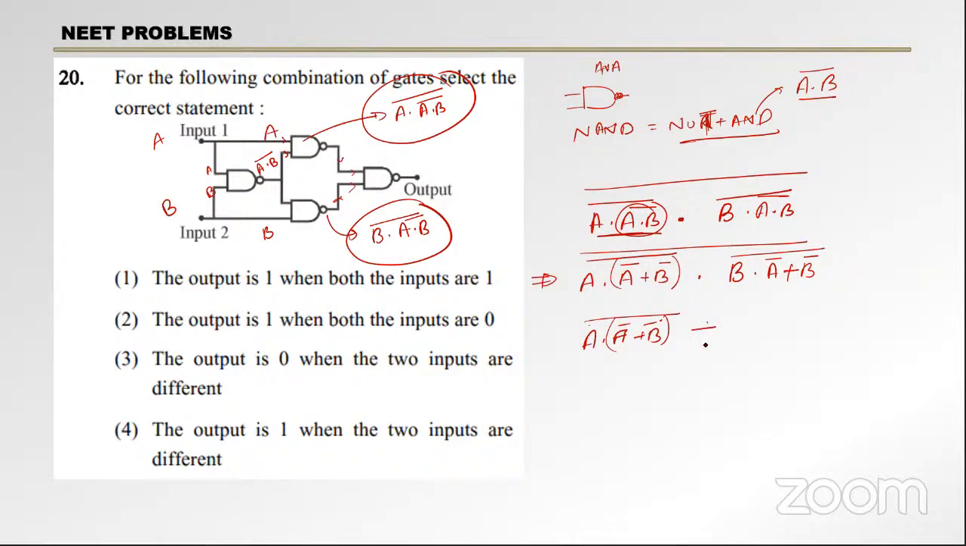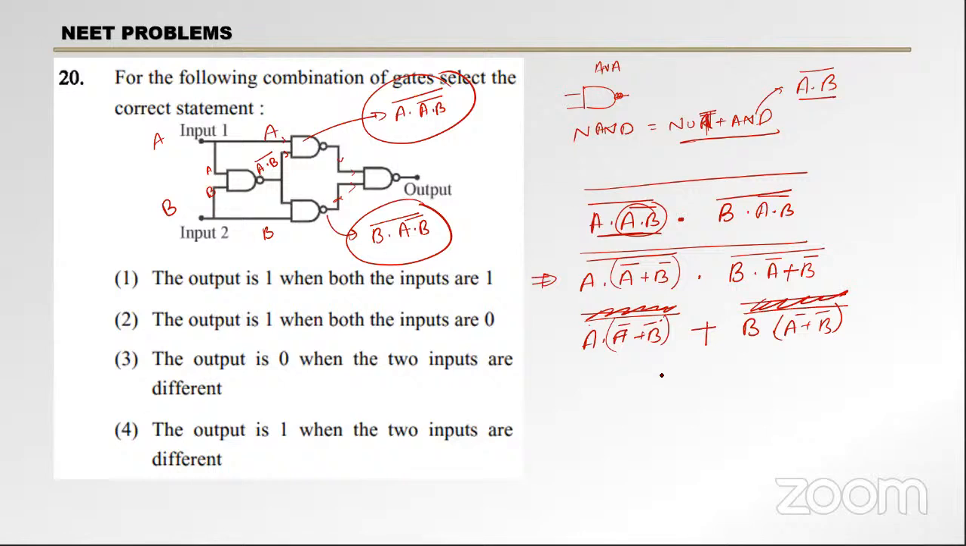I will attach here plus and the bar will come here. Double bar हो जाएगा. B dot A plus B bar. Okay. So this double bar cancels itself. Okay. Now you can solve it easily.